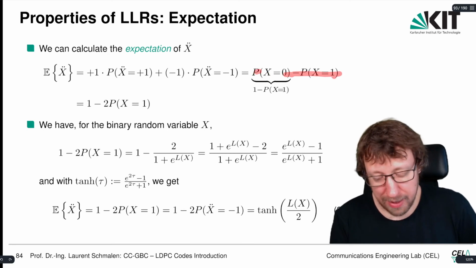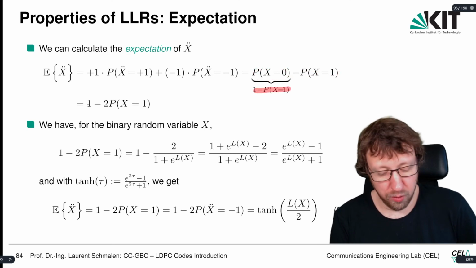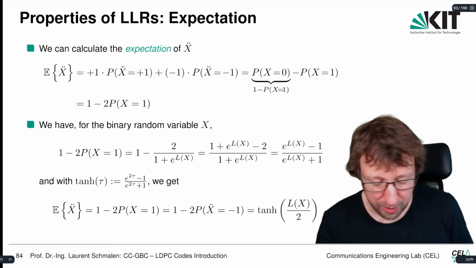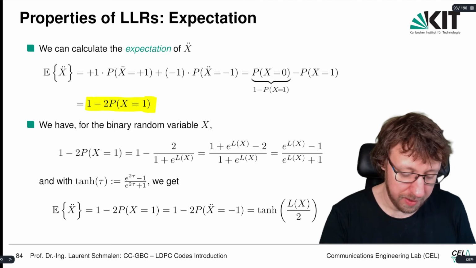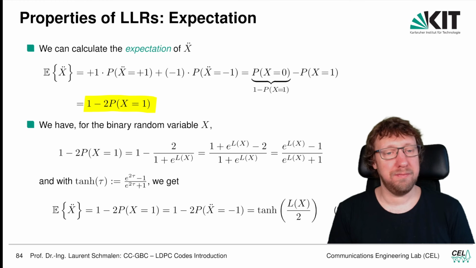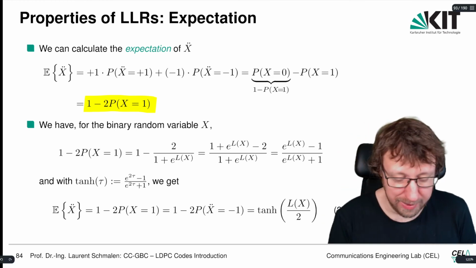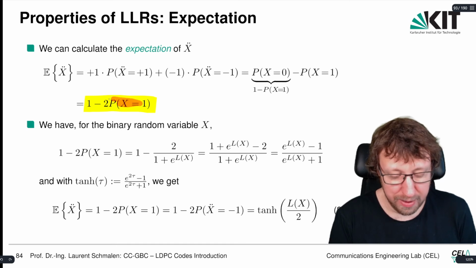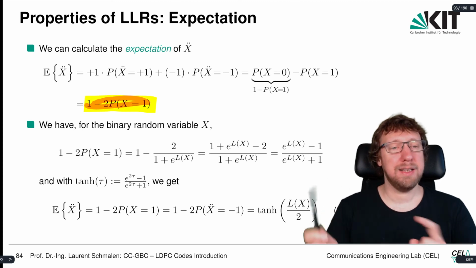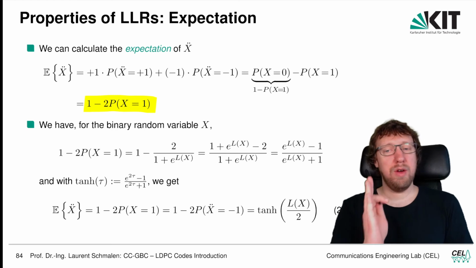Because the probability that x equals 0 is 1 minus the probability that x equals 1, this is 1 minus 2 times the probability that x equals 1. That's the expected value of x double dot. So, the probability that x equals 1 is 1/2. The expected value is equal to 0, because then x double dot is plus 1 or minus 1 with the same probability, and on average you have a 0.